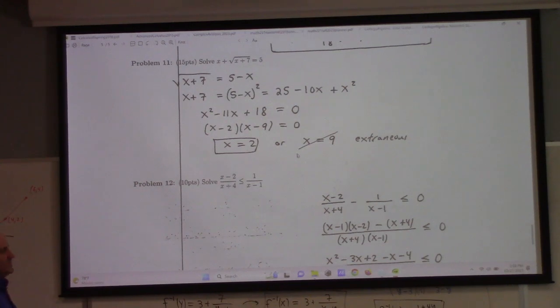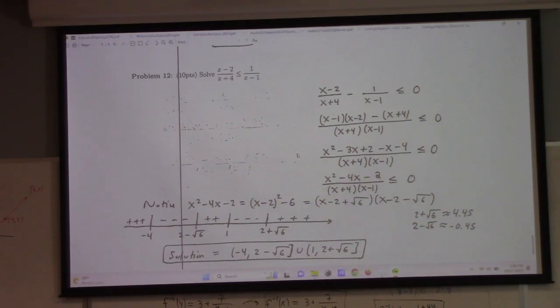But you're right. So this one here, I solve for the square root, square it, and then we get either 2 or 9, but 9 is extraneous. When you plug it back in, it doesn't work. So there's that one.